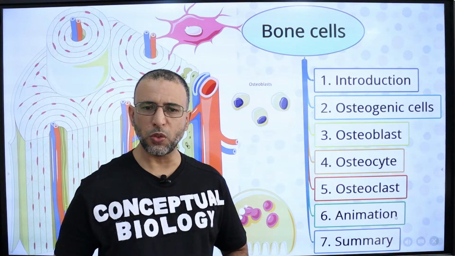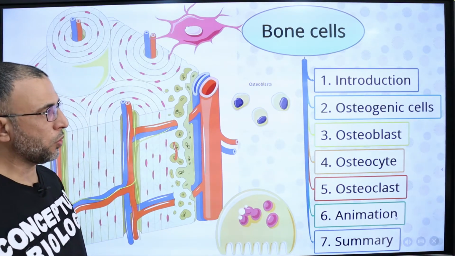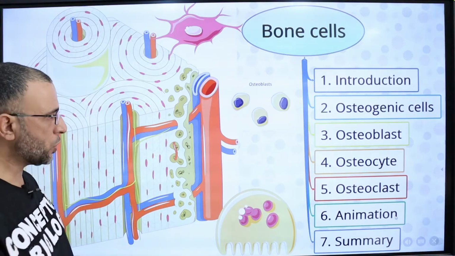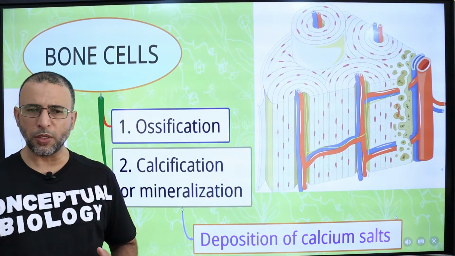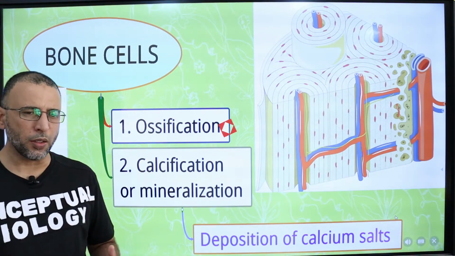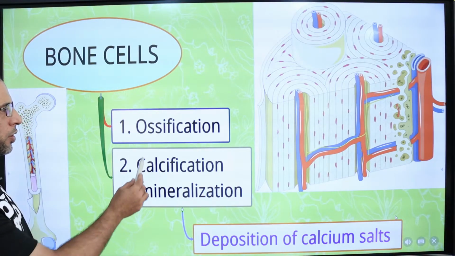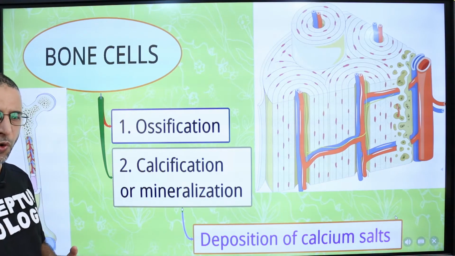Bone is a connective tissue that has 4 types of cells, and these cells are osteogenic cell, osteoblast, osteocytes, and osteoclast. During embryonic development, bone replaces both mesenchyme and cartilage. This process of replacing other tissues with bone, that is called ossification. So, ossification is a bone forming process.